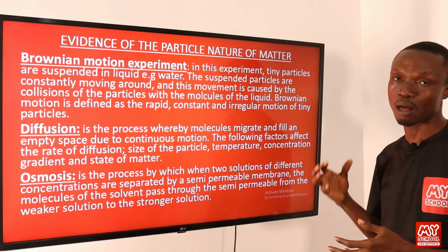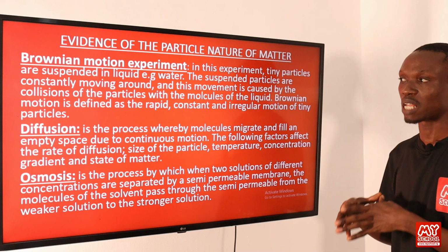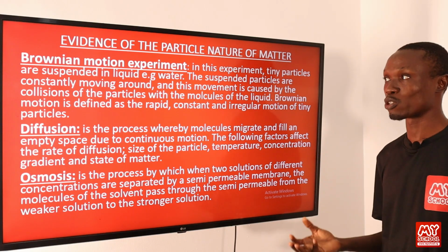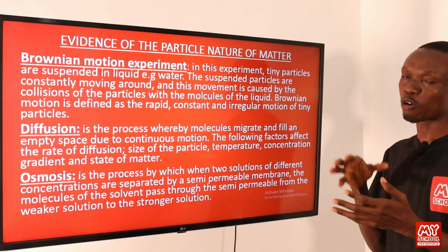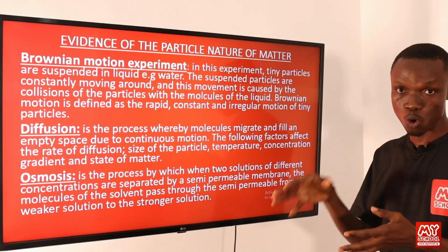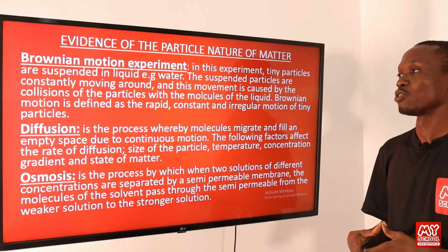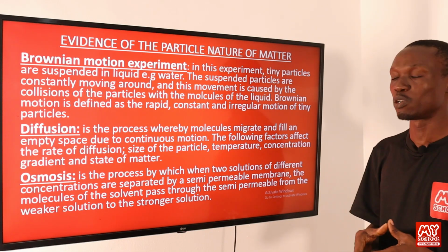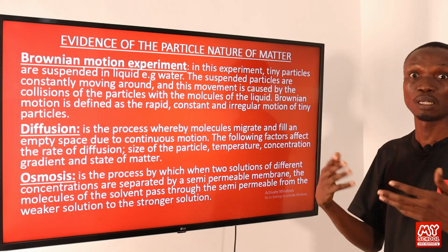So we define Brownian motion as the rapid, constant, and irregular motion of tiny particles, of course, tiny particles that are suspended in a liquid or fluid. The word fluid actually denotes both liquids and gases. So sometimes particles too can be suspended in gases, just like smoke is sometimes suspended in air.